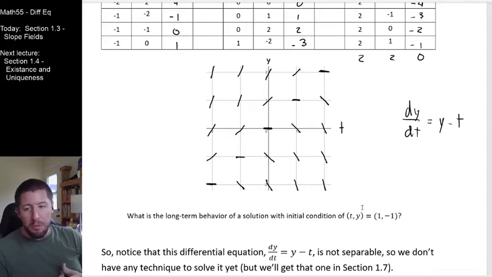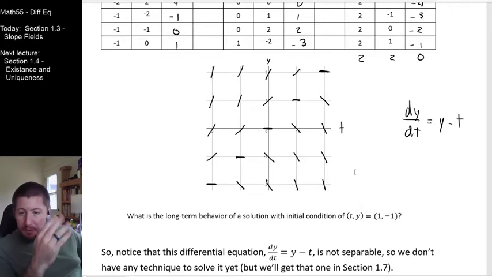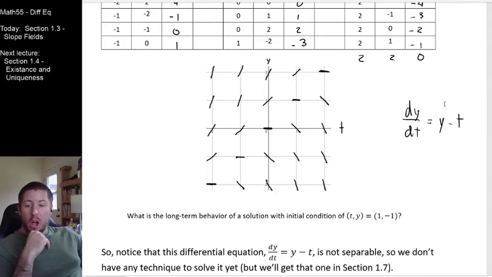One piece of information perhaps I am interested in is saying, hey, if I'm given initial conditions of 1, -1, what's going to be the long-term behavior of that solution? The problem for you is that because you don't know how to solve this differential equation, you don't have any way to compute that answer. You don't have an equation to which you can just take a limit as t goes to infinity to determine it. But now that we've drawn the slope field, I feel like I can answer this question.